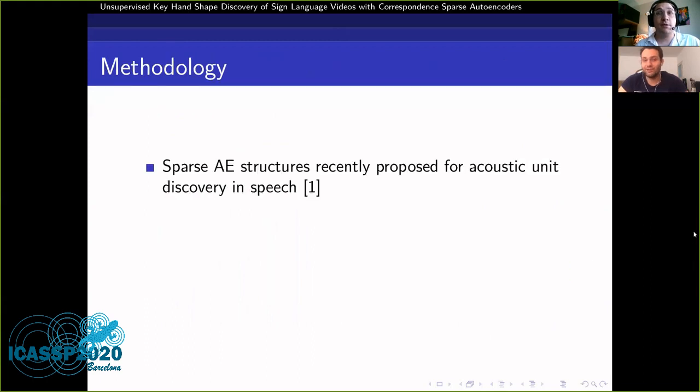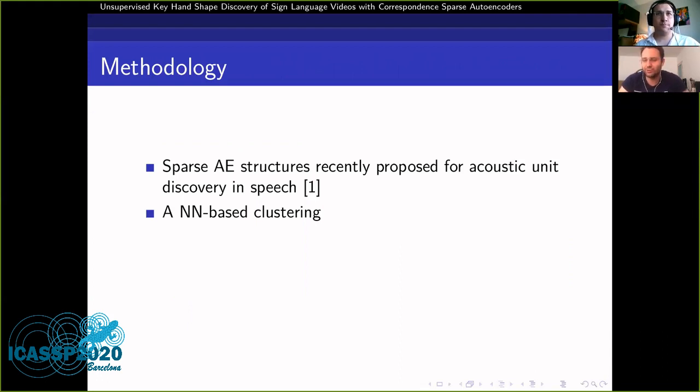The methodology follows an encoder-decoder structure in which the key handshape frame assignments can be obtained. This methodology has recently been proposed for the acoustic unit discovery task in speech. The main novelty brought with this methodology is that it's a neural network-based clustering, which in turn may be expandable to other improvements such as recurrent structures or adversarial training methodologies.